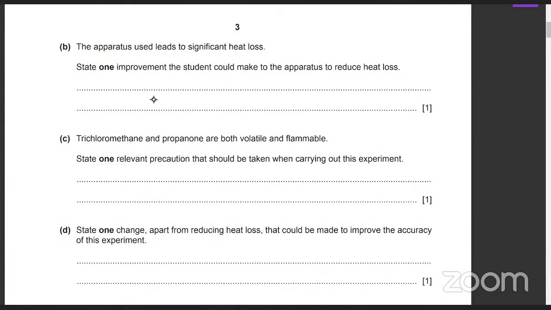The apparatus used leads to significant heat loss. So state one improvement the student could make to reduce heat loss. So how could you reduce heat loss in this experiment? Or in any experiment, how do you reduce heat loss? Cover the beaker with the lid. Or insulate it? Can that also, like, insulate the beaker? Would that work? Yes, it will work. Instead of the glass beaker, that will work.